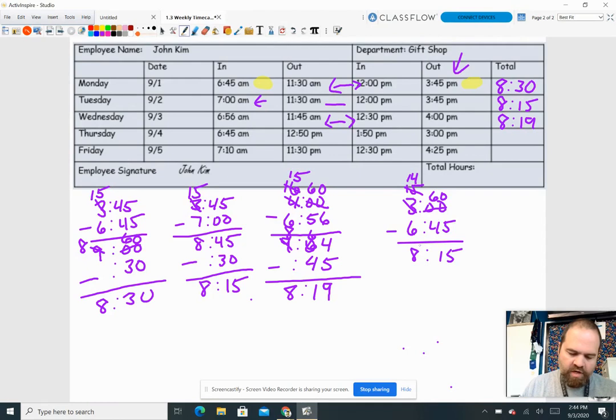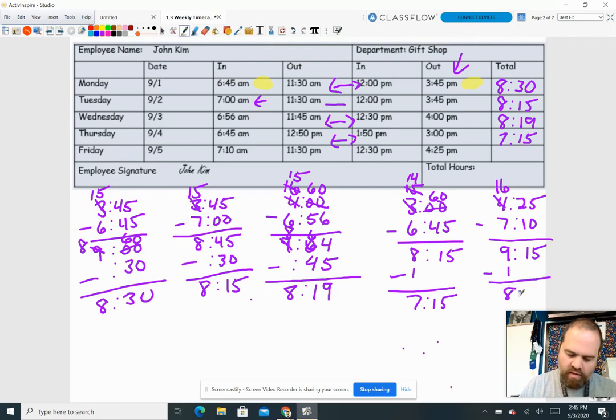Eight hours and 15 minutes on this day. Subtract out a 1 hour break. 7 hours and 15 minutes on Thursday. Last one. 4:25, subtract out 7:10. Can't subtract 7 from 4, so I increase that to 16. That is 9 hours and 15 minutes. Take out his 1 hour break. 8:15.